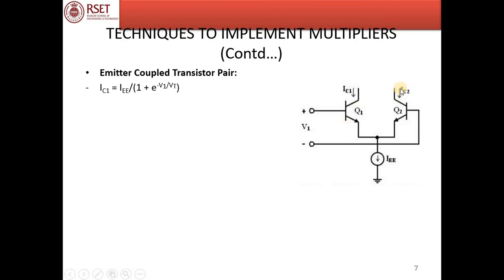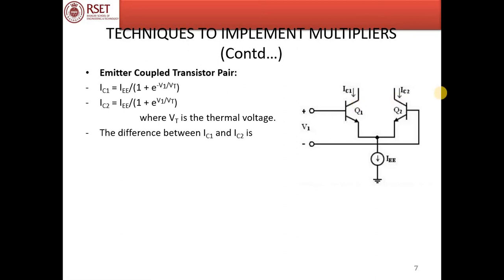Now IC2 is equal to IEE by 1 plus e raised to minus of the input voltage applied to the base of the transistor Q2. Here we are applying negative voltage, so minus of minus V1 would be plus V1, divided by the thermal voltage Vt. For the time being, just remember these two equations. We will derive them while performing the large signal analysis. So this is IC1 and IC2. Now we are finding the difference between IC1 and IC2: delta IC equal to IC1 minus IC2.